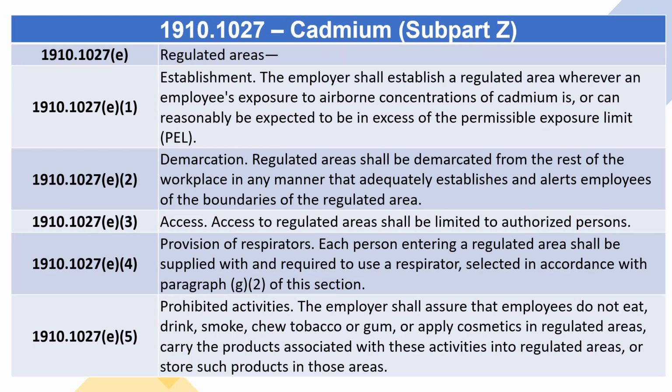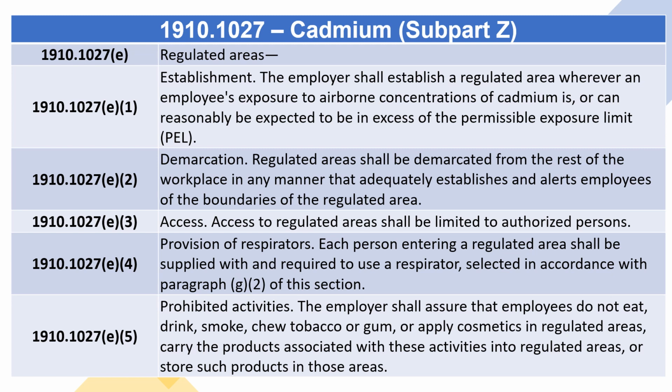1910.1027(e) Regulated areas. (e)(1) through (e)(5) Establishment. The employer shall establish a regulated area wherever an employee's exposure to airborne concentrations of cadmium is, or can reasonably be expected to be, in excess of the permissible exposure limit, PEL. Demarcation. Regulated areas shall be demarcated from the rest of the workplace in any manner that adequately establishes and alerts employees of the boundaries of the regulated area.